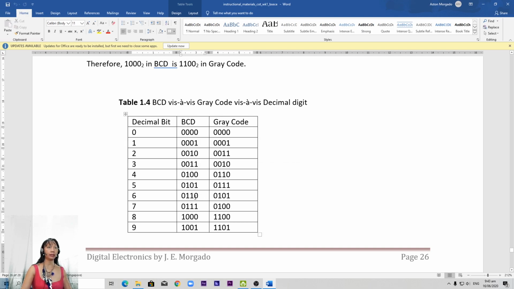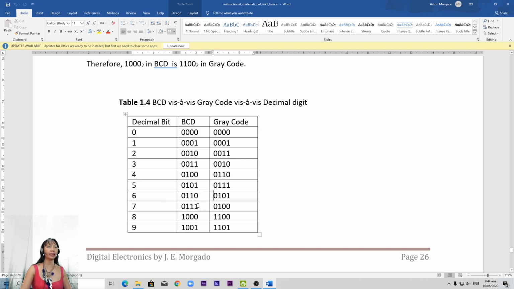Okay, next, 0110. 0 XOR 1 is 1. Okay, then 1 XOR 1 is 0. Okay, and then 1 XOR 0 is 1. Okay, and then bring down 0.